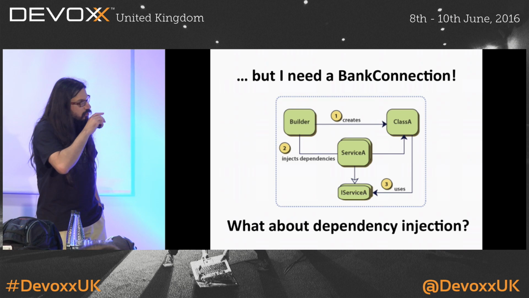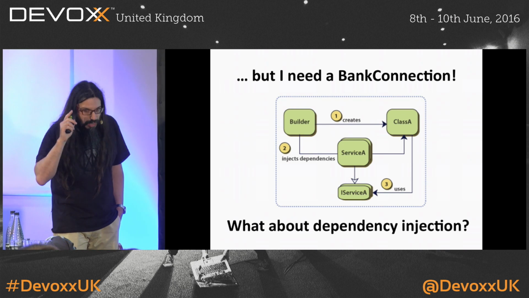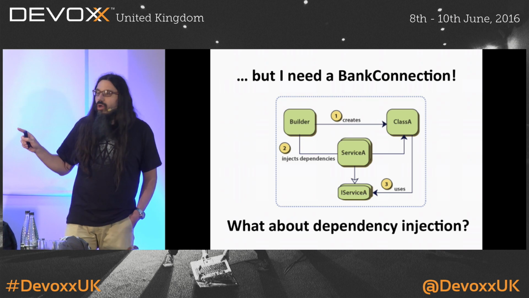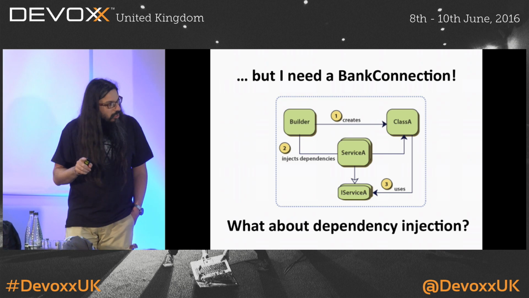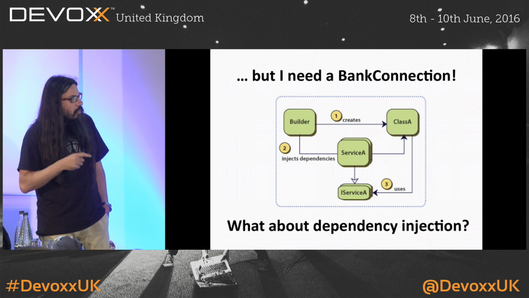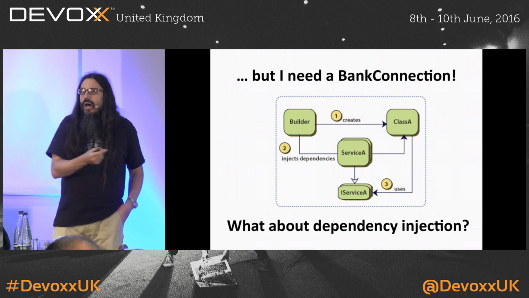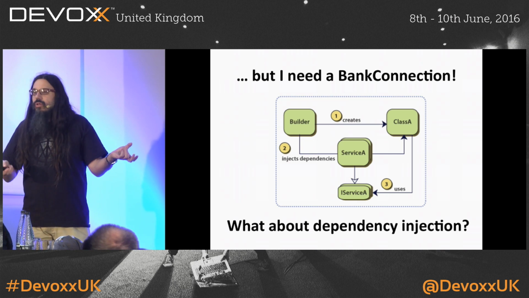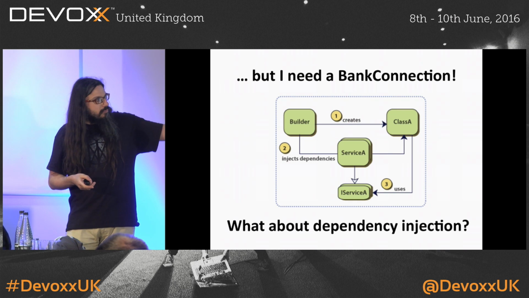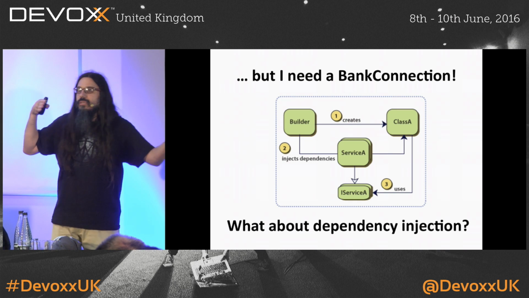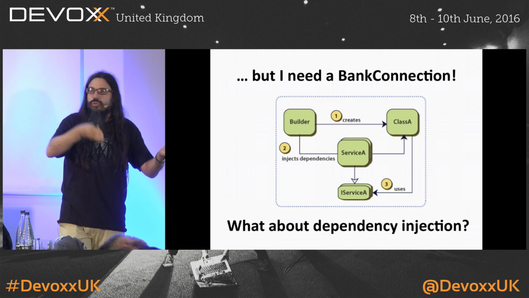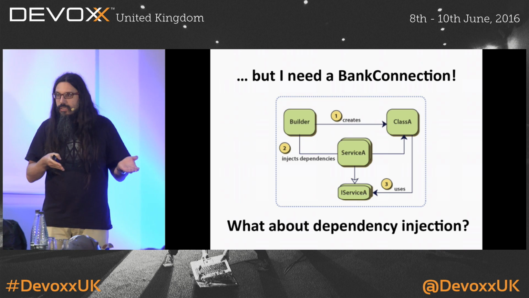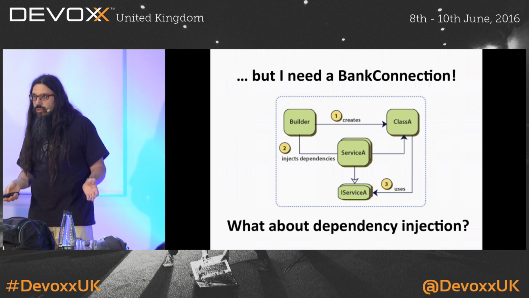Okay, so let's do one last step. What's the problem with what I've done before? It is that I no longer have a state. So what if I need a bank connection, for example, to do those operations? What I normally do is use dependency injection to inject the bank connection into my bank account and perform the debit and credit operations. But since everything is static now, I don't have a state anymore. I cannot do this.